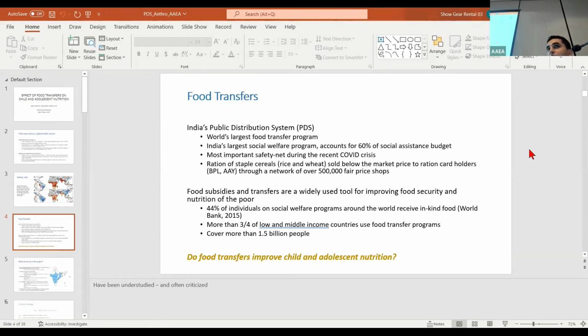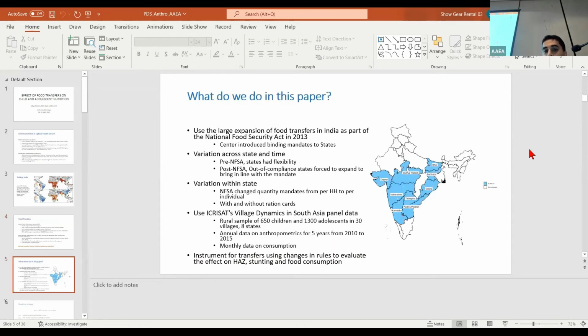So it's a targeted program, and it is provided through a network of fair price shops, or ration shops, and there are a massive number of fair price shops. So there's almost a ration shop in almost every village in India. So it's a huge program, and food subsidies and transfers in general are also very big. Close to 44% of individuals on welfare programs receive in-kind food, and that covers more than 1.5 billion people. So in this paper, we ask whether these food transfer programs improve child and adolescent nutrition.